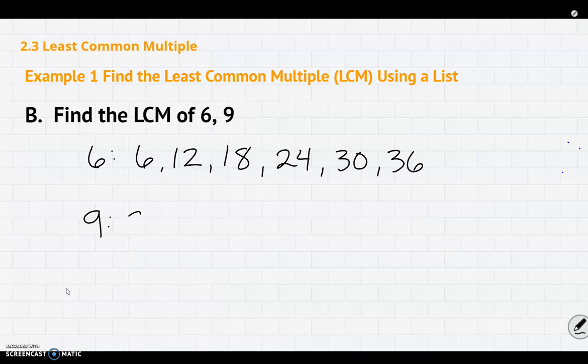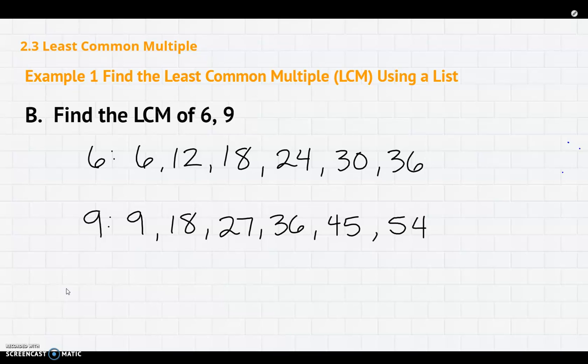Okay, then 9. 9 times 1 is 9, times 2, times 3, times 4, times 5, and I'll go one more, times 6. Okay. All right, then I start looking at my list for 9. Since 9 is bigger than 6, I'm going to start with the list for 9.